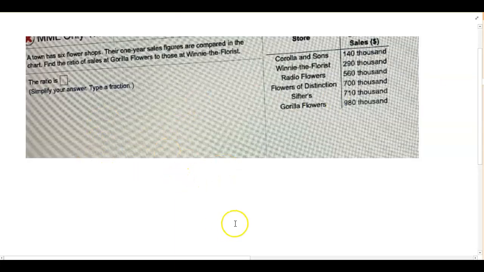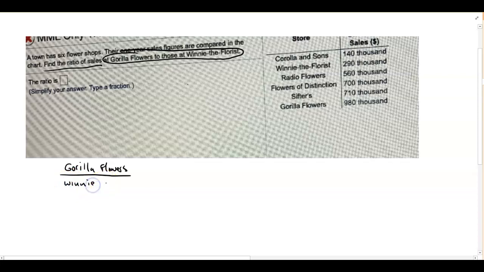Now for a problem like this, I'm going to change it up. It says a town has 6 flower shops. Their 1-year sales figures are compared in a chart. Find the ratio of the sales of Guerrilla Flowers to those at Winnie the Florist. So anytime you write a ratio, what you're basically doing is writing a fraction. So they want it to be Guerrilla Flowers on top and Winnie the Florist on bottom.